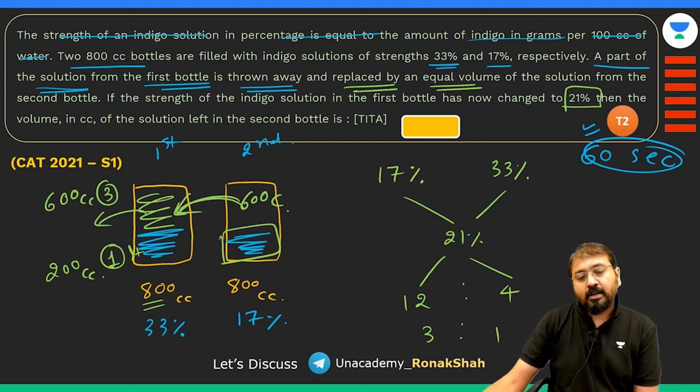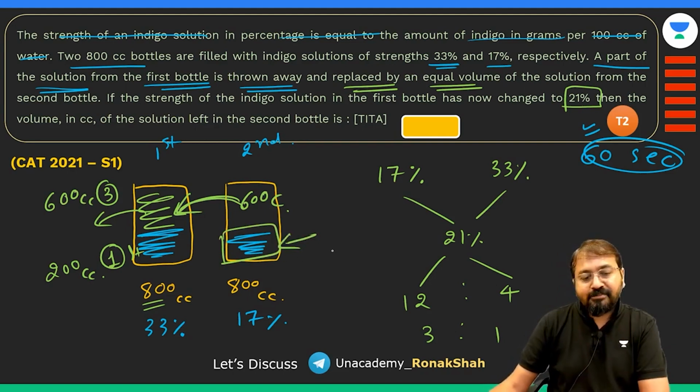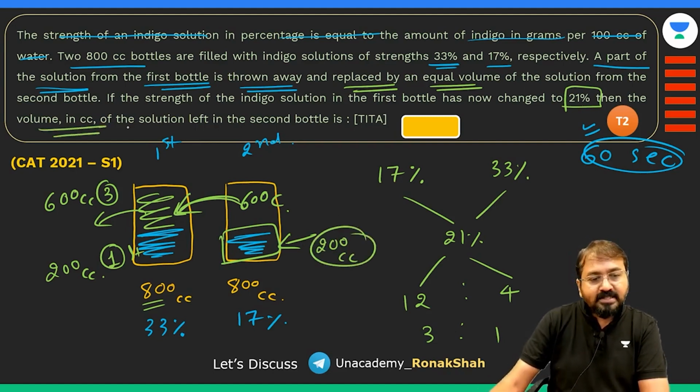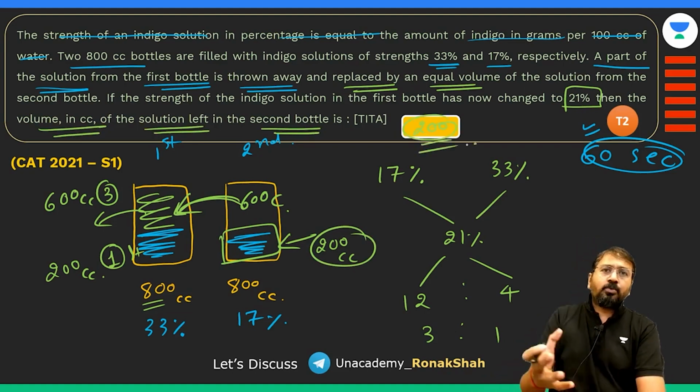So what is the quantity of solution left in the second bottle? The solution of indigo left in the second bottle has to be 200 cc, and that is what they are asking: the volume in cc of solution left in the second bottle. So you can straight away say it's 200 cc. I really hope you have understood this.